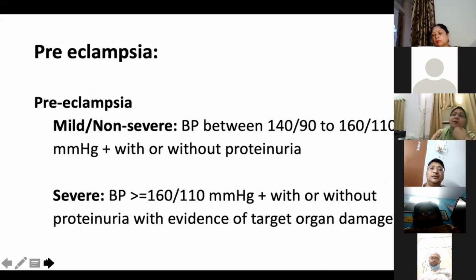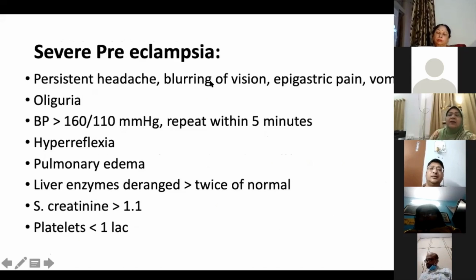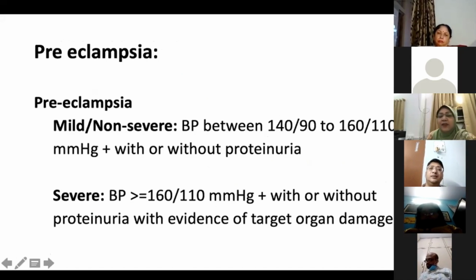So we already talked about what is gestational hypertension, when it is only hypertension with no evidence of any target organ damage. Preeclampsia, mild or non-severe type, is decided according to the level of the blood pressure and also presence or absence of any signs and symptoms of target organ damage. So this is what I wanted to emphasize here, that now it is any blood pressure between 140 to 160 systolic, 90 to 110 diastolic, with or without proteinuria, will be preeclampsia.